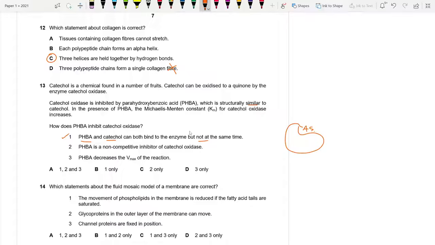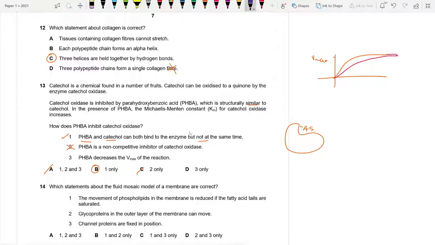1 is correct. 2 is not correct because it has the same structure, it binds to the same active site. 2 is wrong, and 1 is correct, so it has to be B. PHBA decreases the Vmax. We don't know that. No, it doesn't. Remember, suppose this was the typical graph. So what does a competitive inhibitor do? It actually keeps the Vmax the same. Km increases, but Vmax remains the same for competitive inhibition.